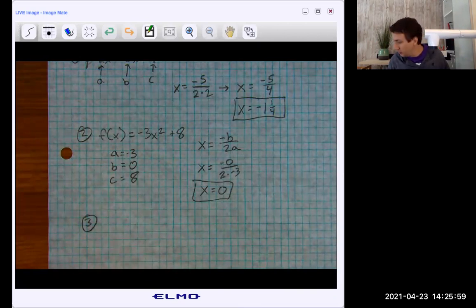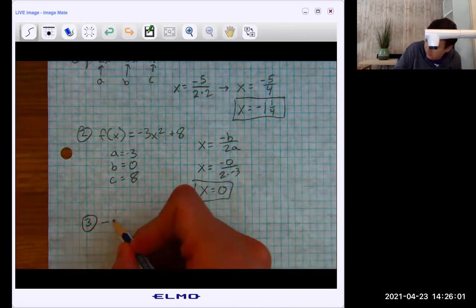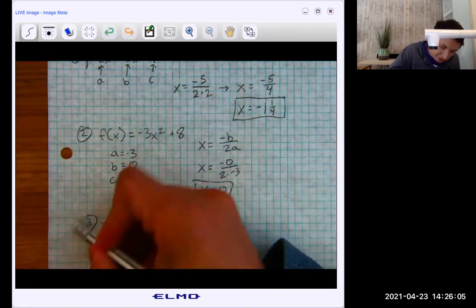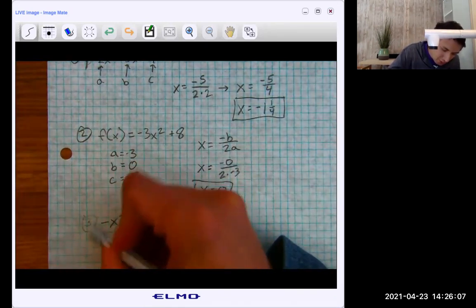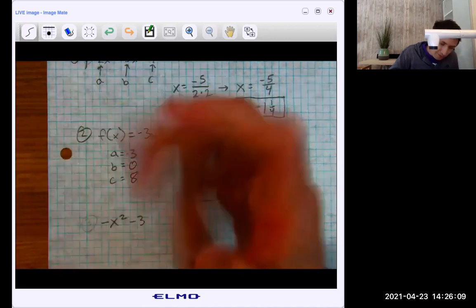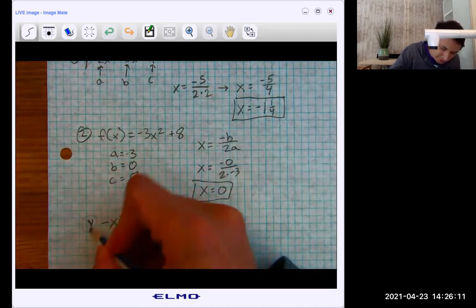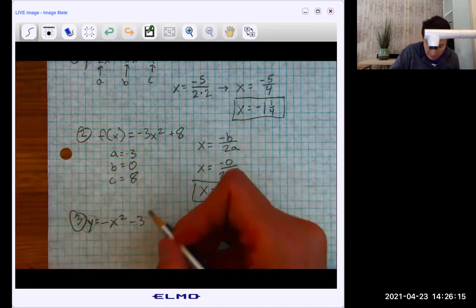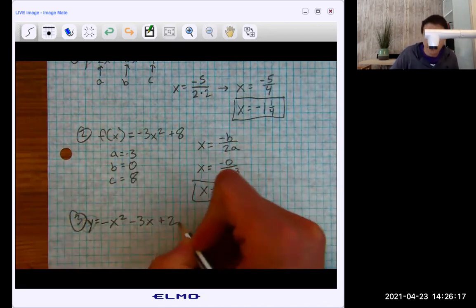Let's do negative x squared minus, oh, you know what? I forgot to make it a function or an equation, so let's do that first. I'll do the y equals. So y equals negative x squared minus 3x plus 2.